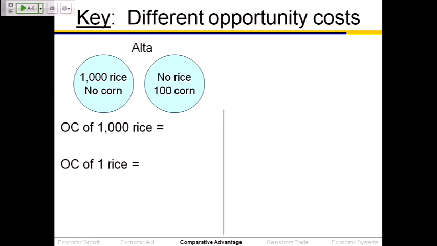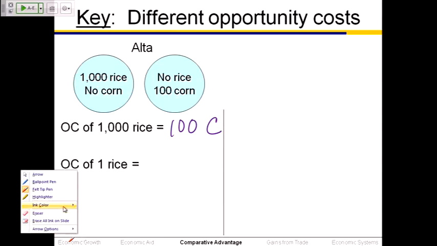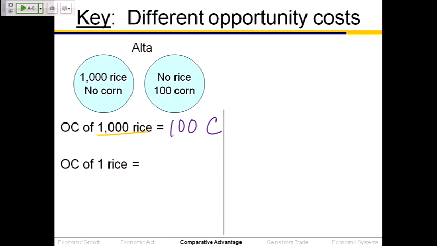If Alta wants to produce 1,000 units of rice, they have to forego the opportunity to produce corn. If they're going to produce 1,000 units of rice, and only that, they would have to give up the opportunity to produce 100 units of corn. They could do 100 units of corn, they could do 1,000 units of rice, they have to choose. So the opportunity cost of producing 1,000 units of rice is foregoing the opportunity to produce 100 units of corn. Take that little equation there, divide both sides of it by 1,000, and you get the opportunity cost of producing 1 unit of rice, which is 100 over 1,000, which equals 0.1, or 1/10 of a unit of corn.